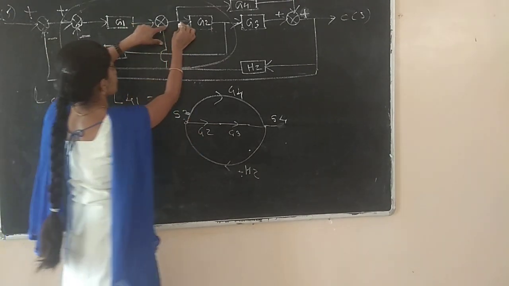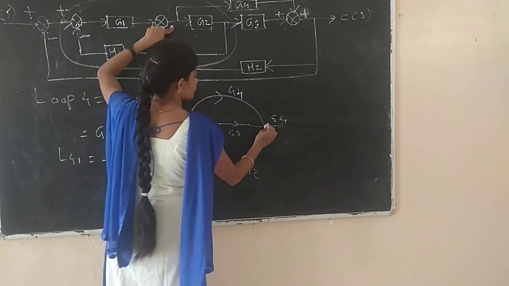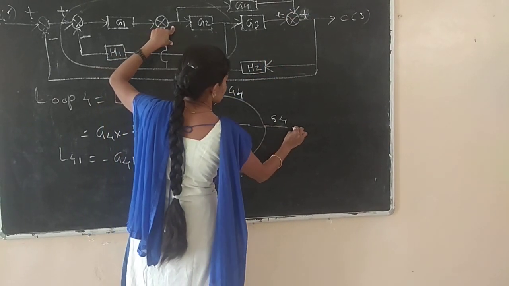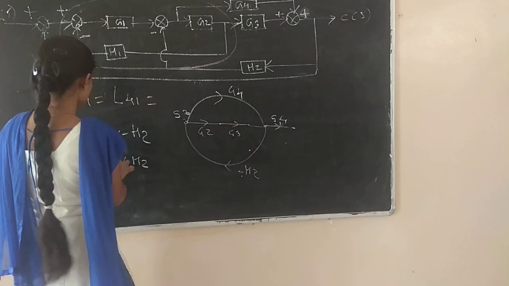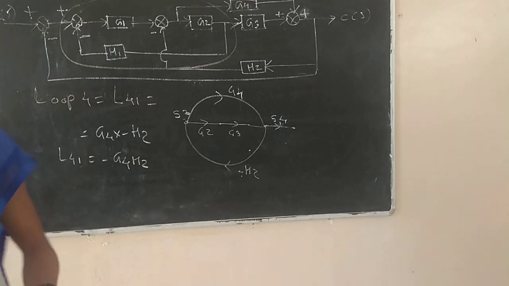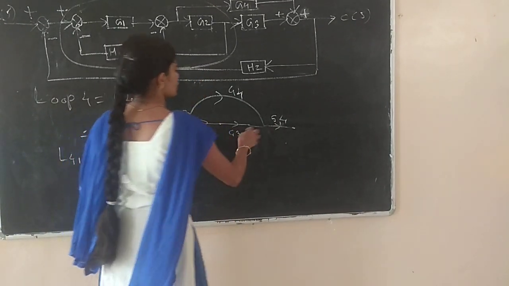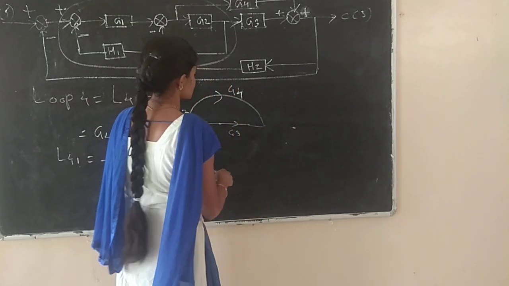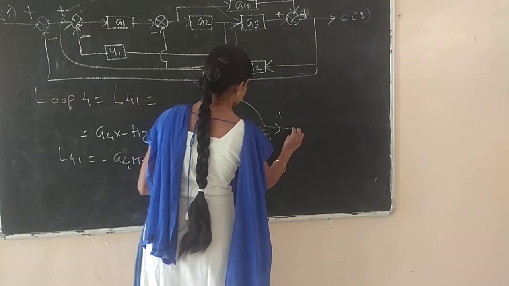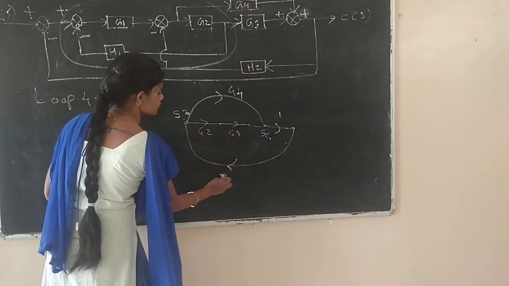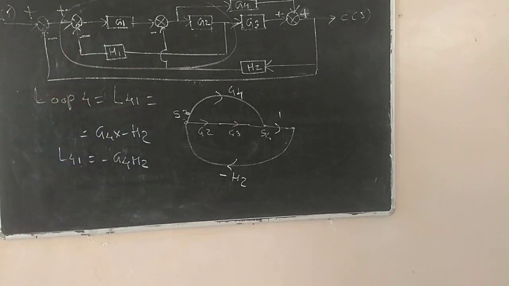Here it is a summing point and this loop starts at G4 to here it is a summing point, and at this summing point here it is a 1. Okay, and then loop 4 is G4 H2. Means here it is a S4, and after S4 the takeoff point is present, and this is 1 and this loop is here minus H2. This is the loop 4. Okay, then we see the loop 5.